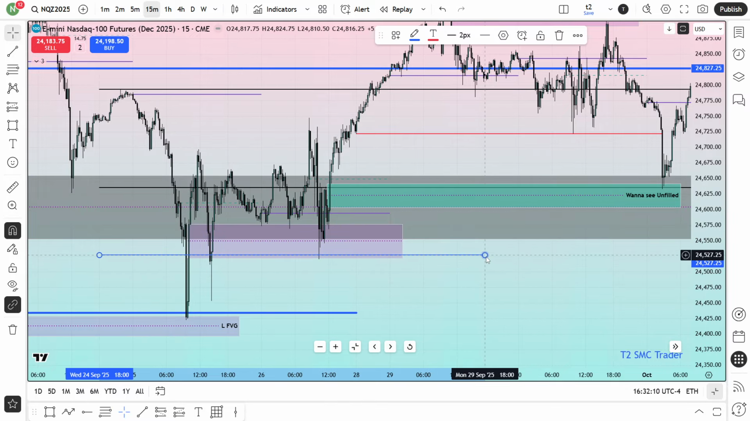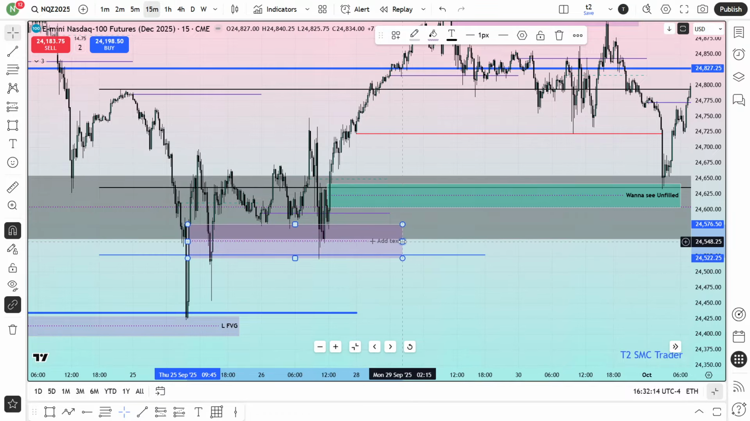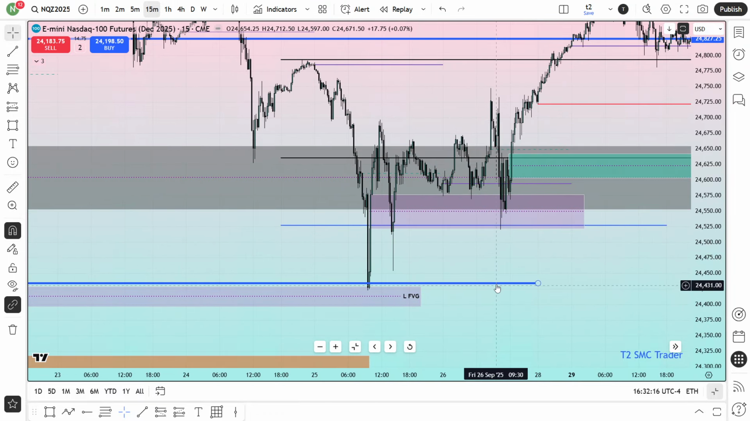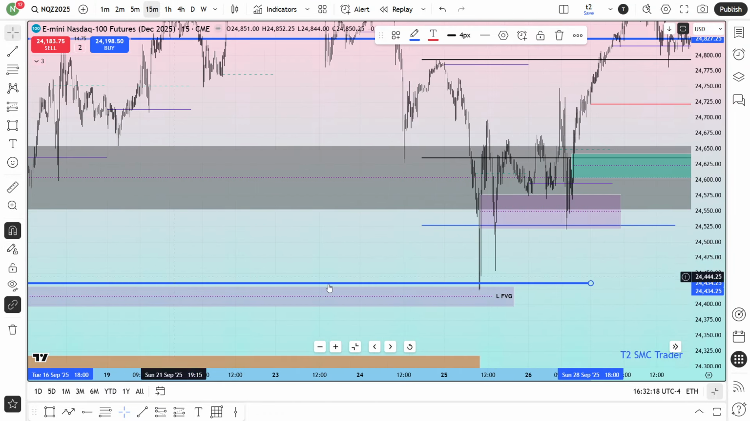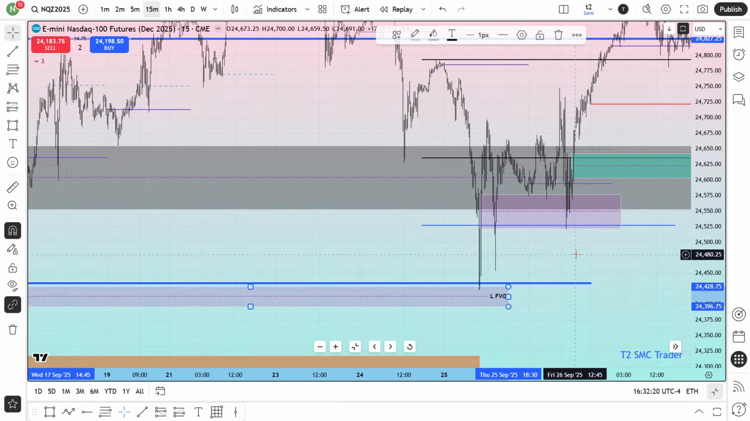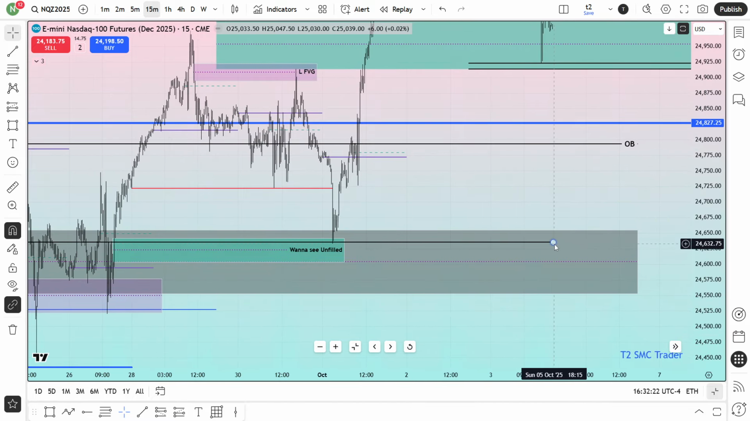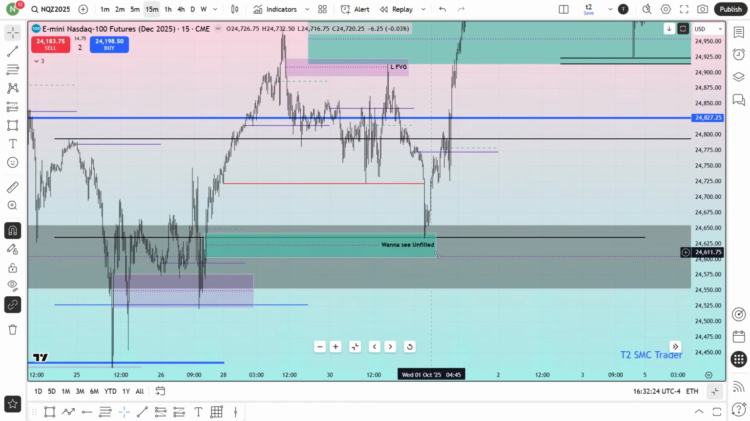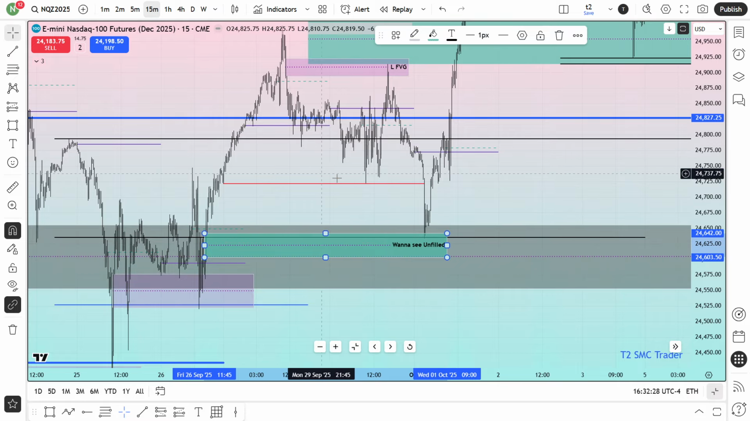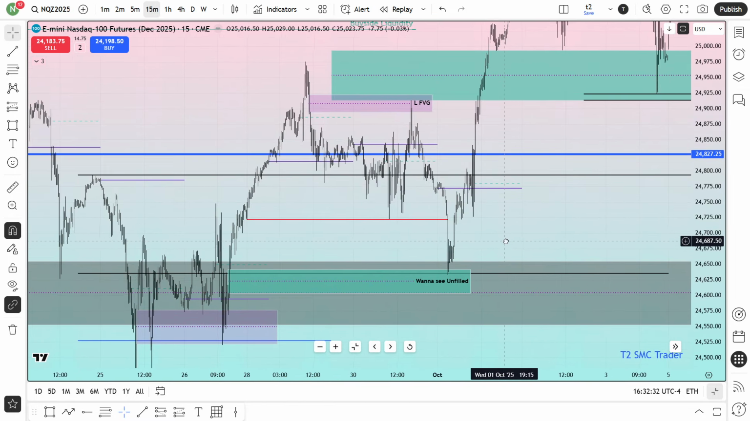But remember, this is the 50% of that daily week aligned with a 15-minute last fair value gap. This is the upper quadrant of the daily week aligned with the 15-minute last fair value gap. This is the rejection block from the daily week aligned with the last fair value gap. See the beauty of this market. This is why this is important to you.